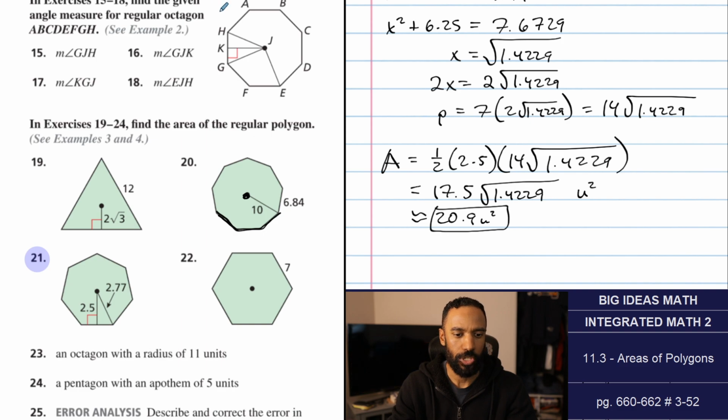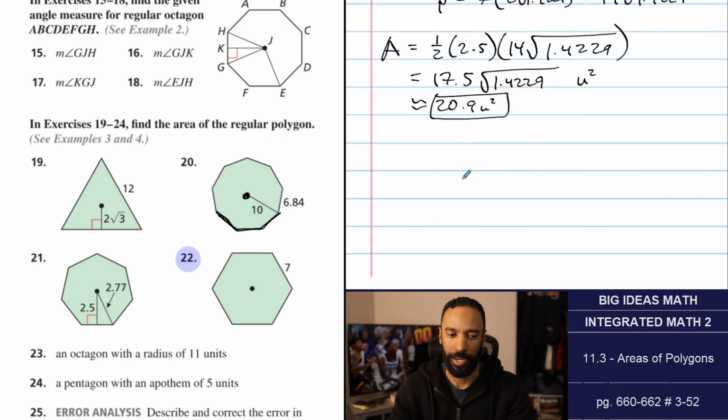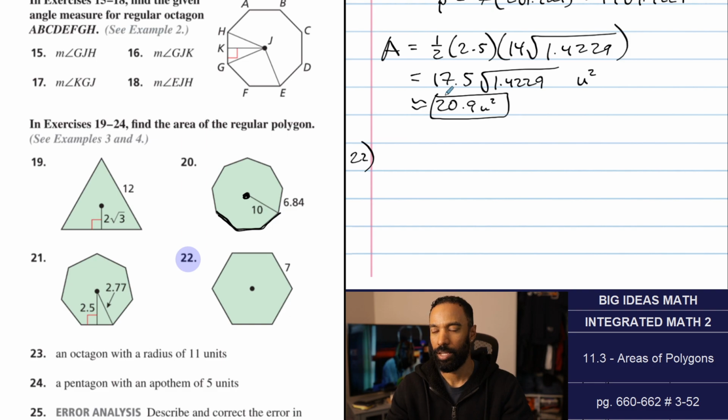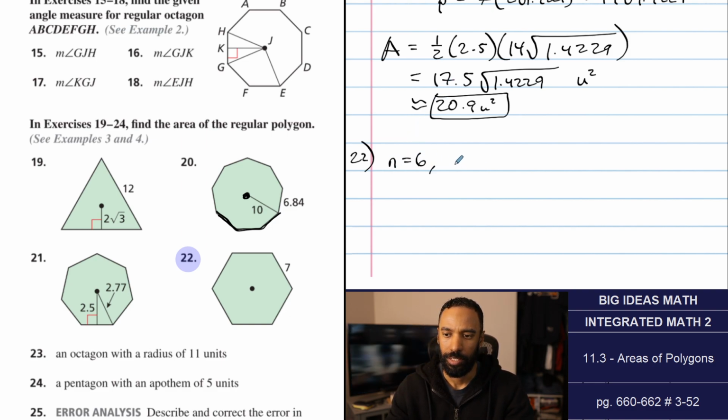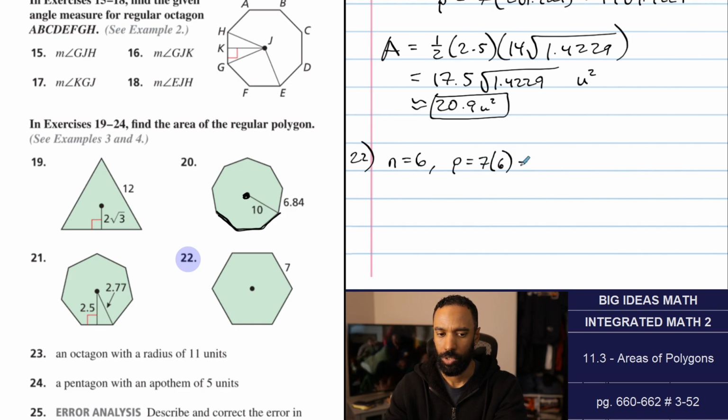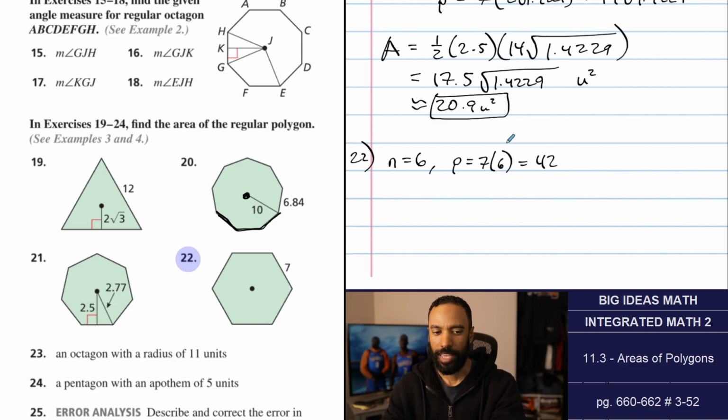And then number 22, we only have a side length of 7 in this regular hexagon. So this time I believe we're going to have to work a little bit more on the trig aspect of this. So n is 6. S, I guess, the side length. Well, I'll just say P. P is 7 times 6, which is 42 units. So we got to find the apothem.